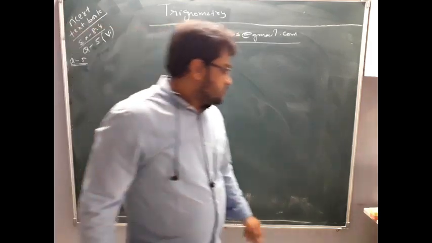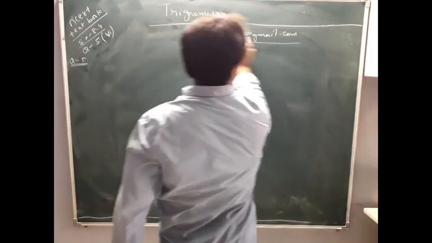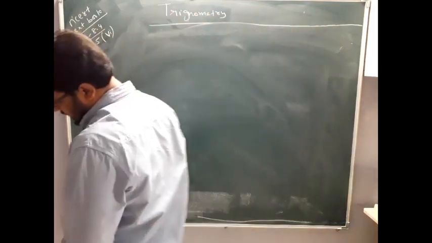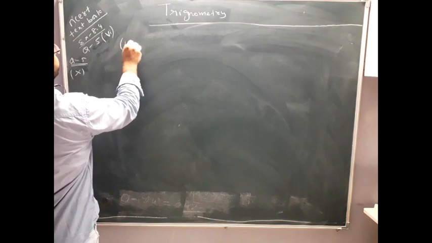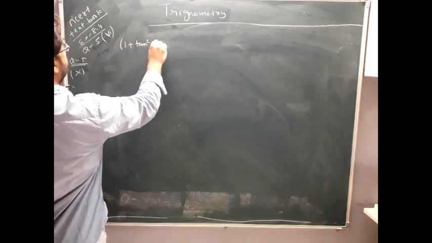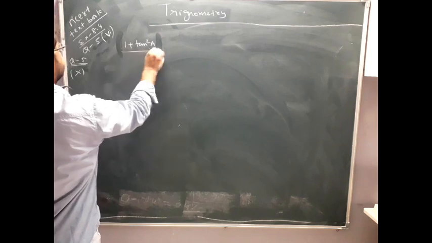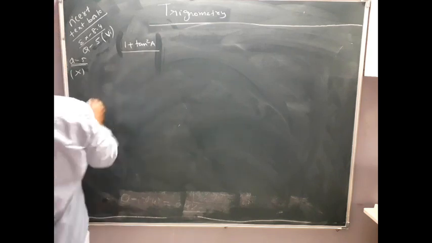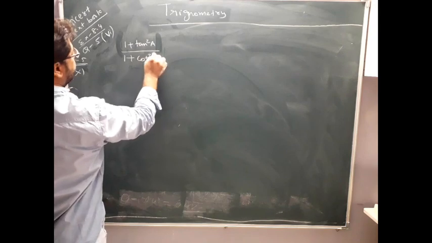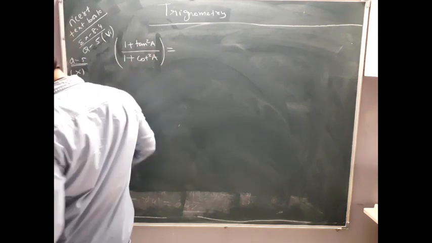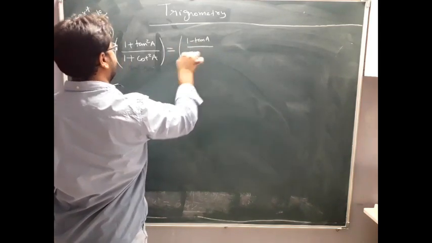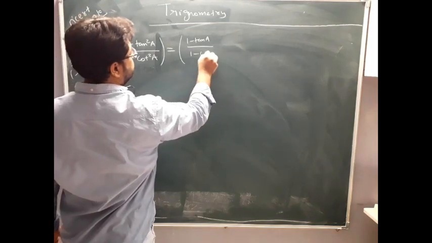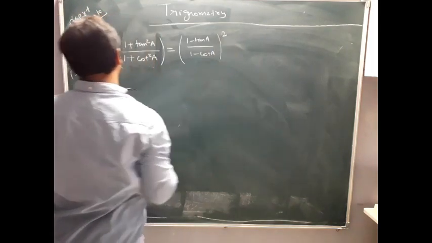Okay. So the last problem of this exercise, that is question number 5, question number 10. The problem is: 1 plus tan square divided by 1 plus cot square equal to 1 minus tan by 1 minus cot. Here, we start this problem.